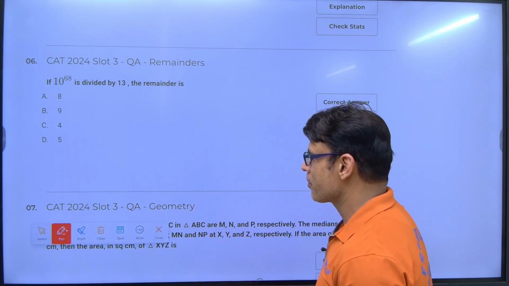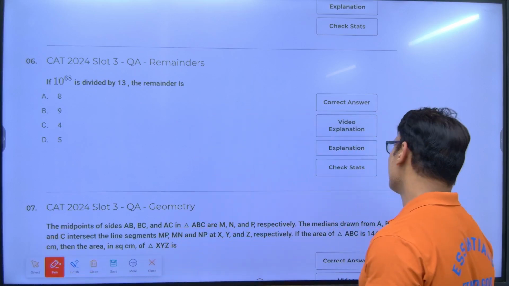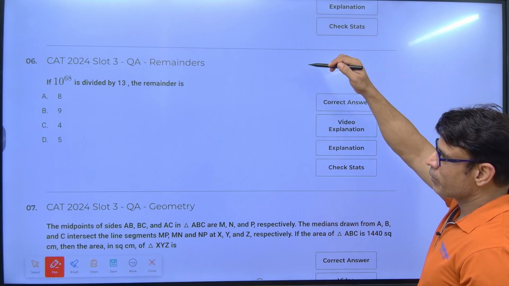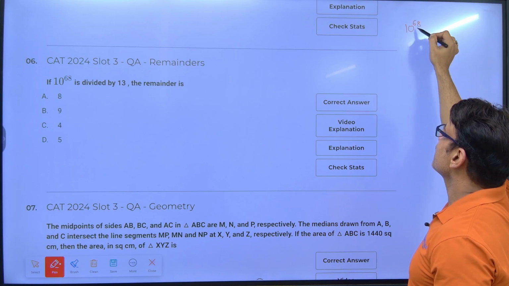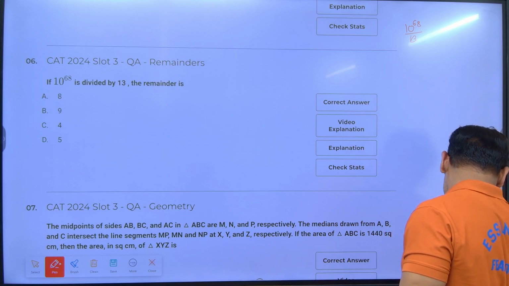What is given? 10 raised to the power 68. Which method do you want to do, you tell me. First method? Okay. Let's do this question by the first method. 10 raised to the power 68 divided by 13, right?